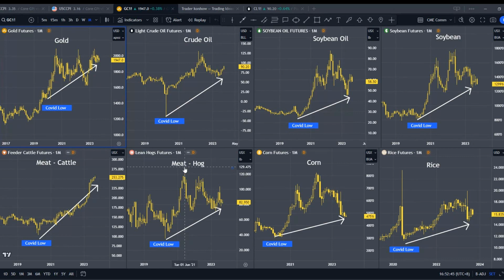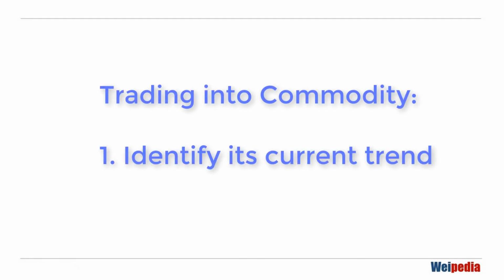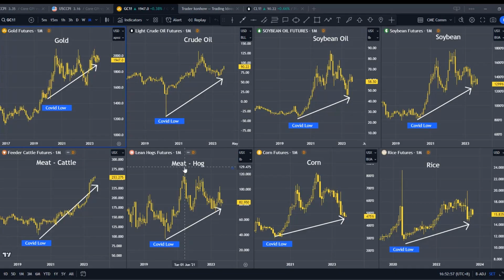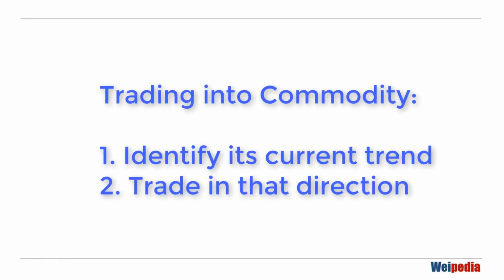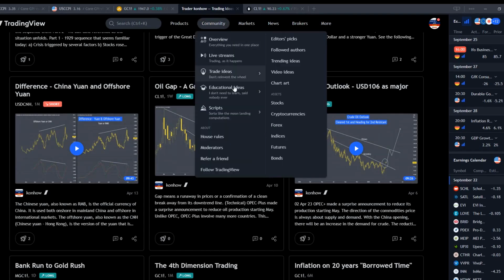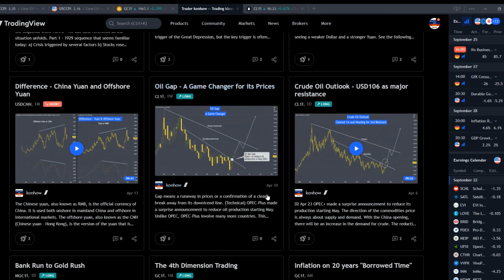Personally, I also enjoy trading the commodities, and this is usually how I would trade them. Two points. Number one, know where the immediate trend is. And we're seeing that the immediate trend is at the moment pointing upwards. Number two, try our best to trade in that direction. Now let's take a look at what we studied this year on the 10th of April.